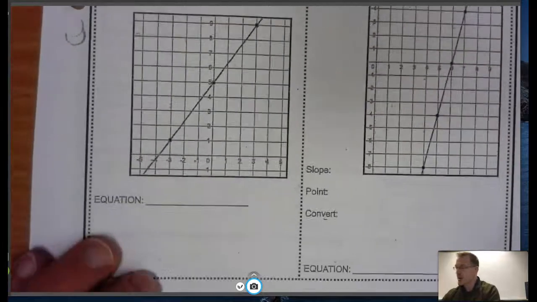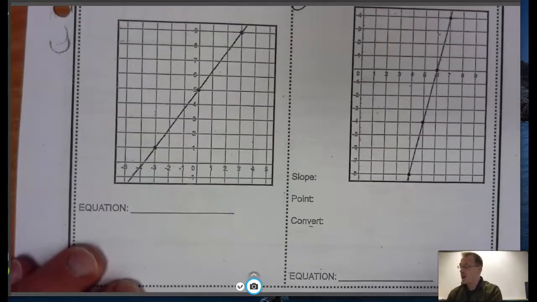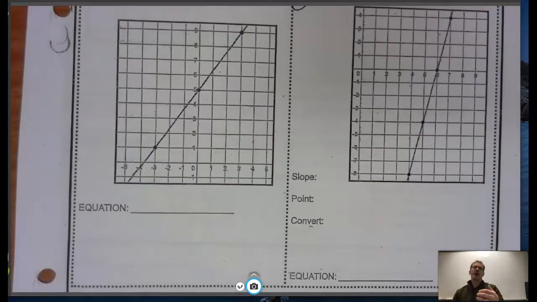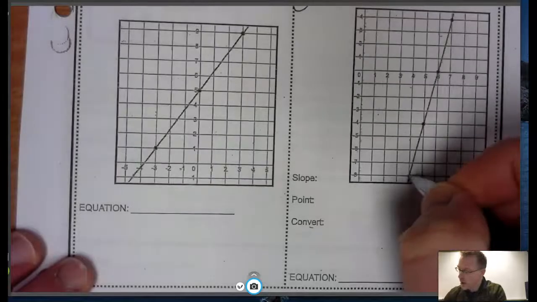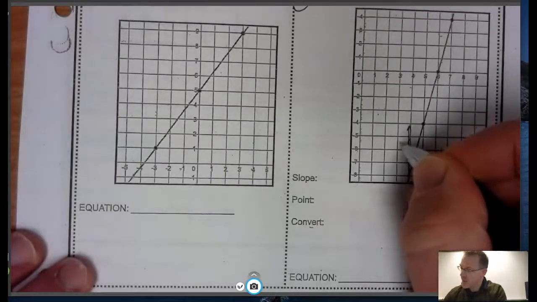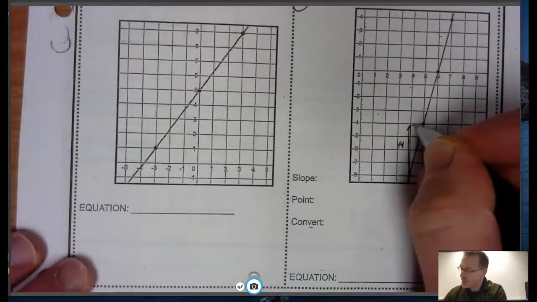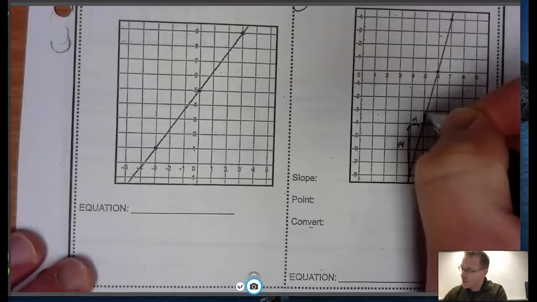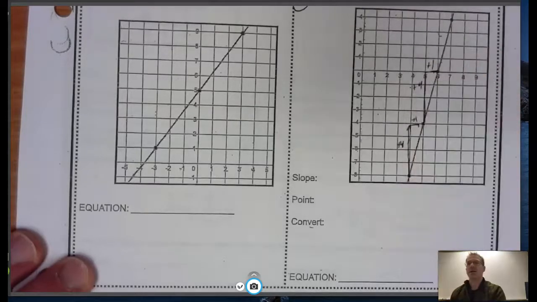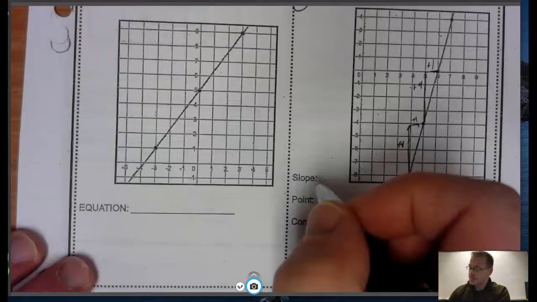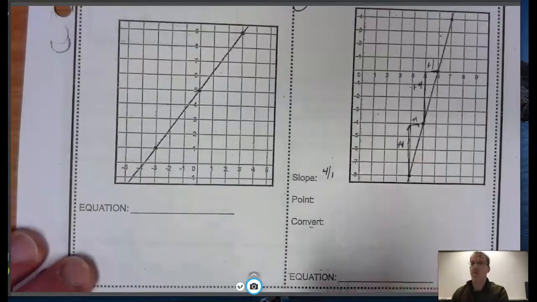Now, this is where it gets a little bit more, and I won't say more difficult, I'll just say it lengthens the process to get to that equation. Because notice I can find my slope just like we did before. So 1, 2, 3, 4. So up 4 to the right one. And then up 1, 2, 3, 4 to the right one. So I can see that I get that slope of 4/1. So my slope is 4/1.